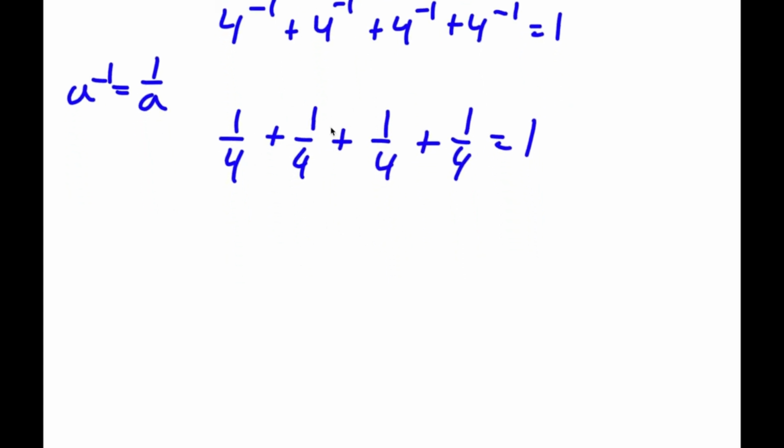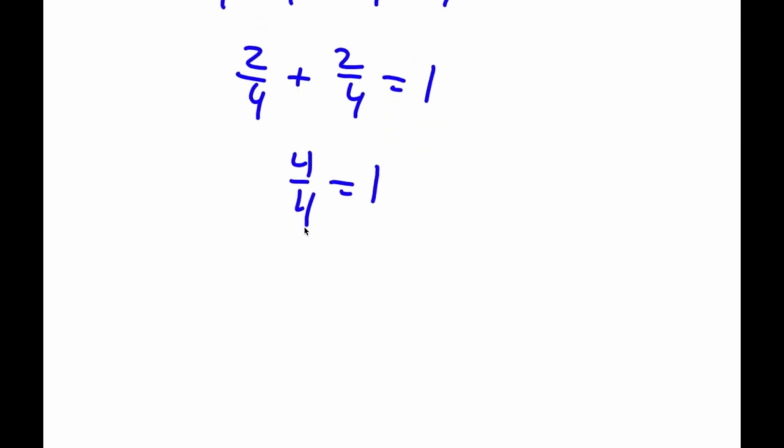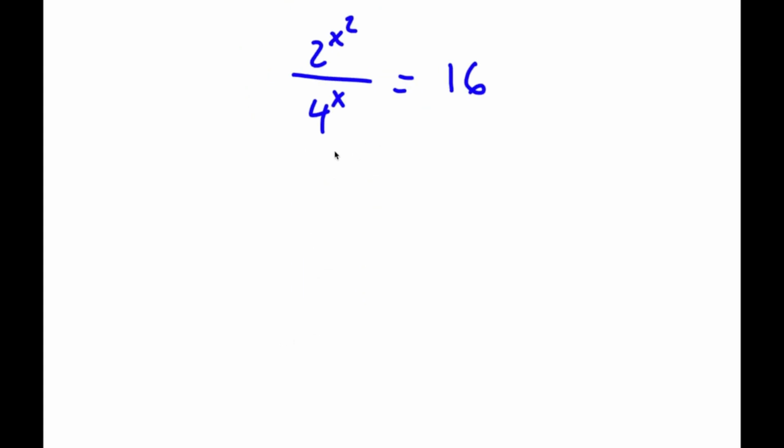Now 1 over 4 plus 1 over 4, that's going to equal 2 over 4. So I have 2 over 4 plus, again, 1 over 4 plus 1 over 4, that's going to equal 2 over 4. And 2 over 4 plus 2 over 4 is going to equal 4 over 4. So I have 4 over 4 equals 1, and anything divided by itself is 1, so I have 1 is equal to 1, and this is right, so our solution is right as well.